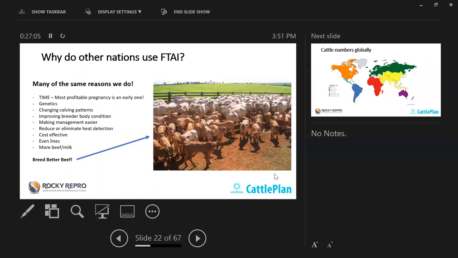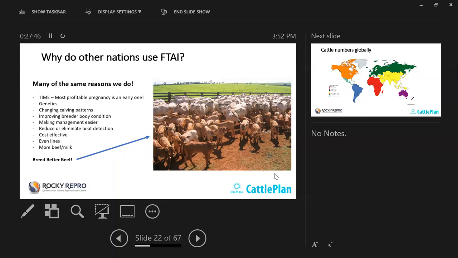So when we talk about others using fixed-time AI, there are a lot of different reasons they do it, but they pretty much align with the same reasons we have here. Firstly, the biggest thing is time management. Fixed-time AI often eliminates heat detection, so you're not out watching cattle during the day. It also tightens up joining seasons quite well, which helps with labour planning, pasture management, and lots of different things down the track. They also use it for genetics. Obviously, if you're importing semen from Australia, you're wanting different genetics from somewhere, so you can look at genetic gain and bring in new bloodlines.